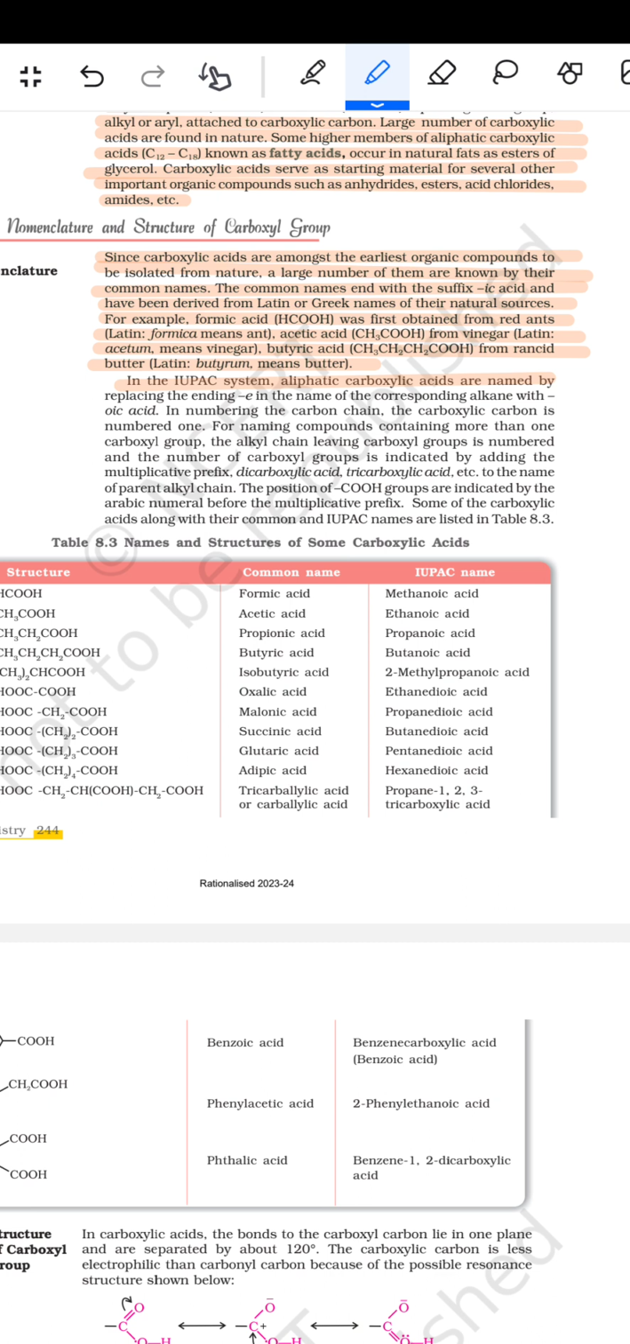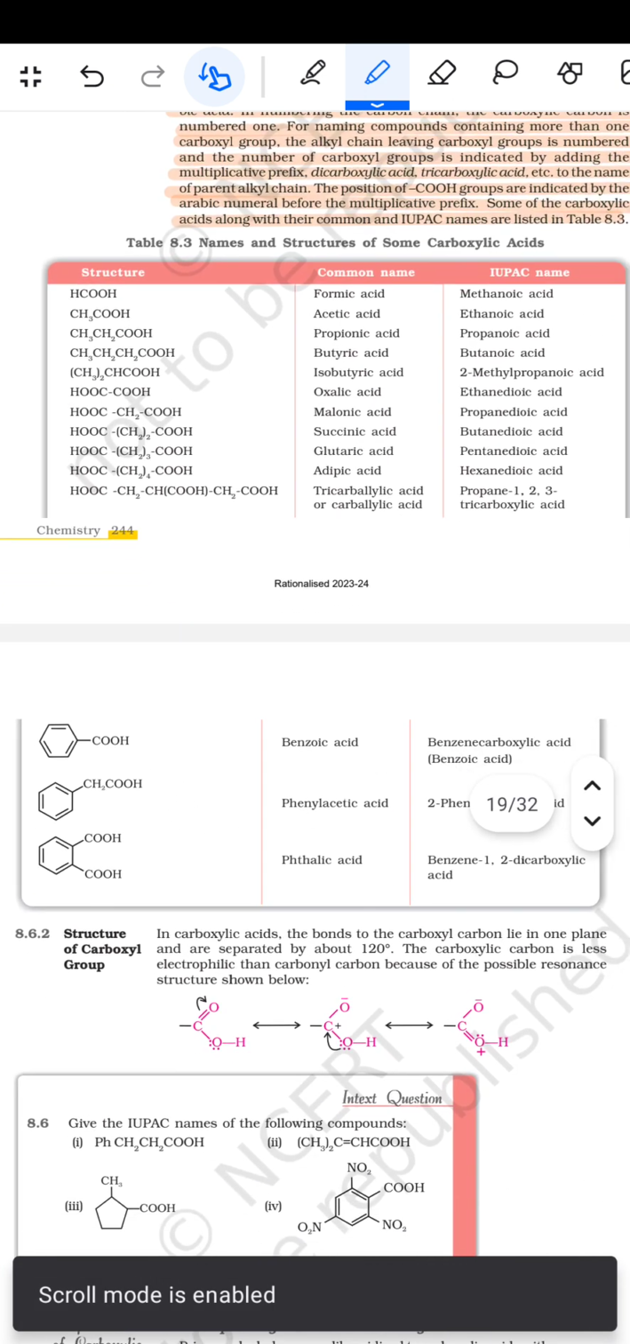In the IUPAC system, aliphatic carboxylic acids are named by replacing the ending E in the name of the corresponding alkane with the oic acid. In numbering the carbon chain, the carboxylic carbon is numbered 1. For naming the compound containing more than one carboxyl group, the alkyl chain leaving carboxyl group is numbered, and the number of the carboxyl groups is indicated by adding the multiplicative prefix dicarboxylic acid, tricarboxylic acid, etc. to the name of the parent alkyl chain. The positions of the COOH groups are indicated by the Arabic numeral before the multiplicative prefix. Some of the carboxylic acids along with the common and IUPAC names are listed in table 8.3, with the examples, names and the structures of some carboxylic acids.